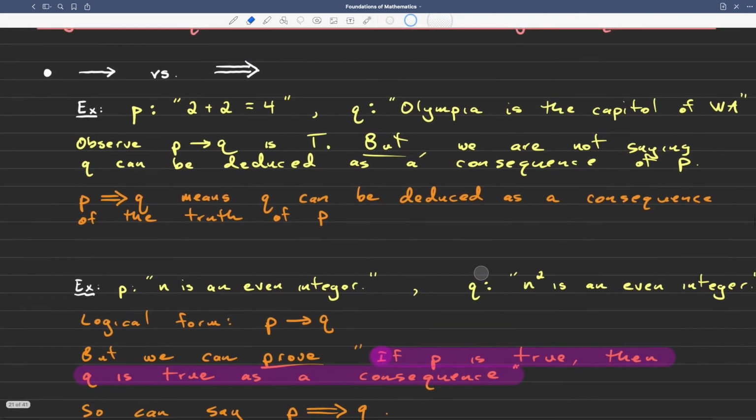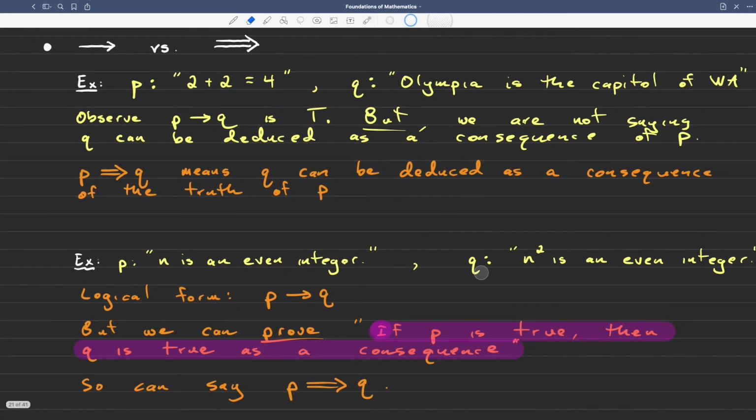I don't want to belabor this point too much, but just understand that we have a couple different arrows in play. One of them is just a formal logical structure, and then the double barred arrow is more of making a statement about truth and about proof. Okay? So the symbols aren't interchangeable exactly.